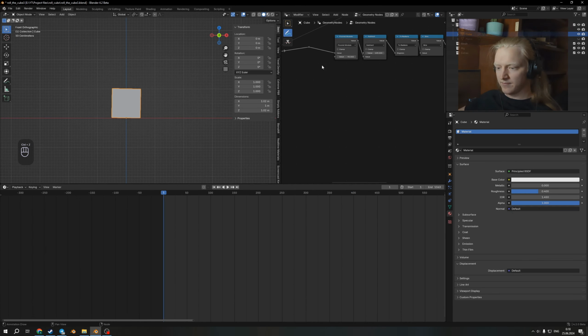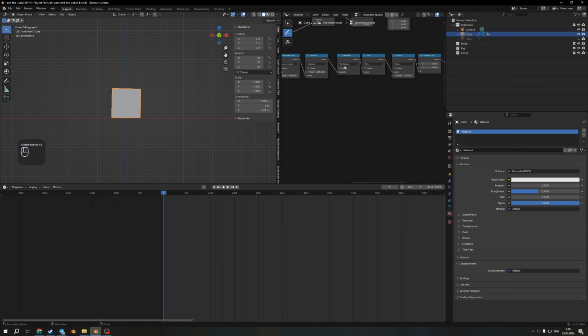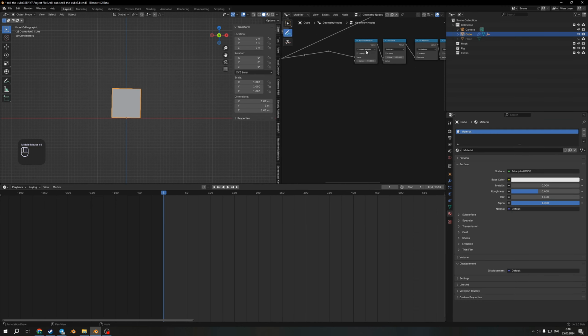The math behind it might seem like a lot, but it's actually pretty simple if we explain it one by one. Floor modulo: what it does is, when we have the input and the value just goes up.